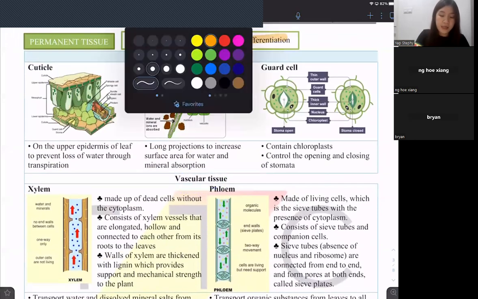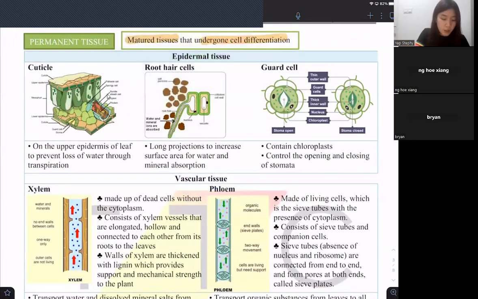For example, the epidermal. Inside the epidermal we have the cuticle. I want to ask you all, what is the characteristic of the cuticle? You still remember the characteristic? Yes, very good. Waxy layer, or you can also write waterproof. So that's why the cuticle can prevent water loss through transpiration. So it can protect the plant from dehydration. So this one is the cuticle.